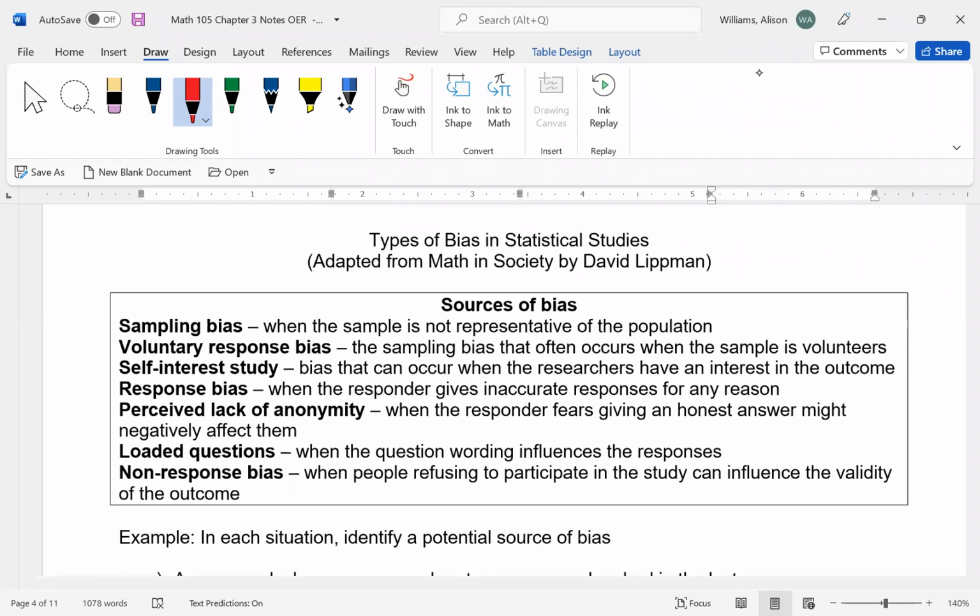So sampling bias, sorry, let me go ahead and talk to the dog here.